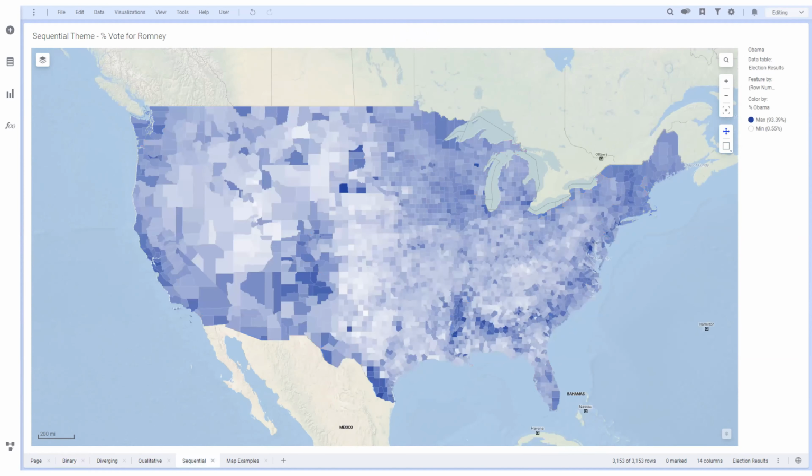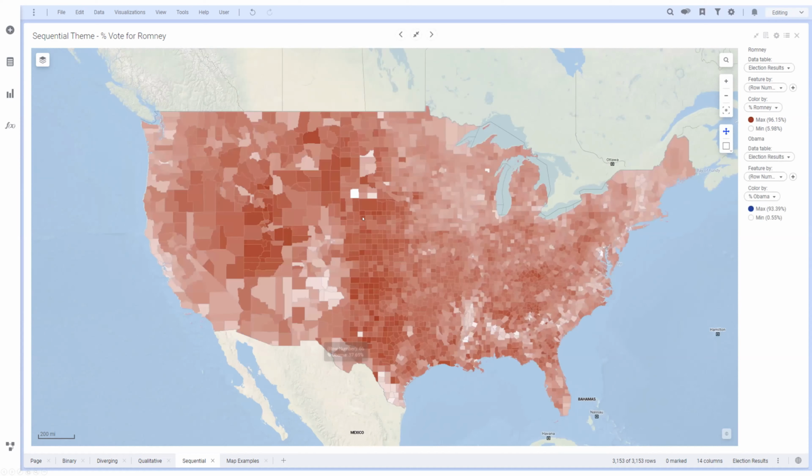And if you want to see where, let's say, Obama's greatest victories were, they were kind of in this strip here, they were down here. You can see his largest leads there. And this is by using a sequential theme. And same thing for Romney, this is using a sequential theme.